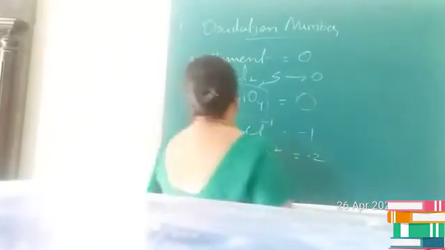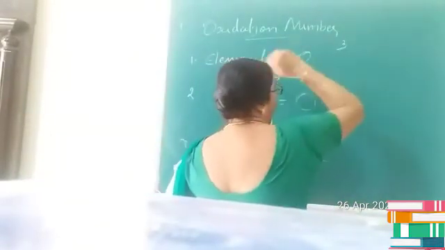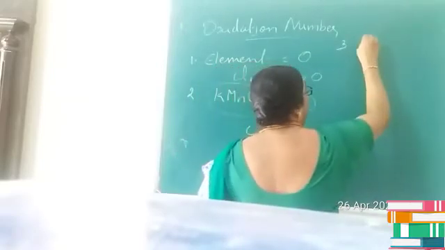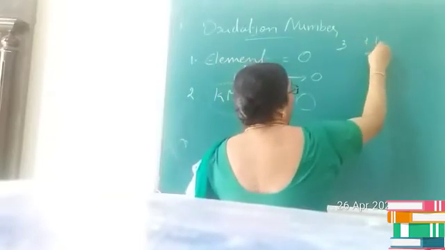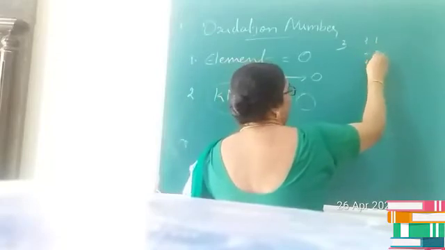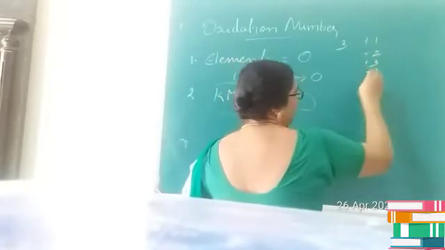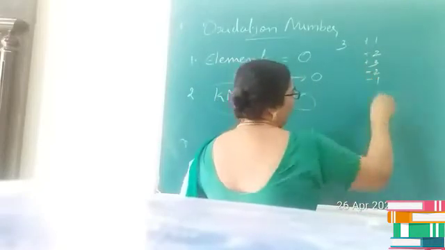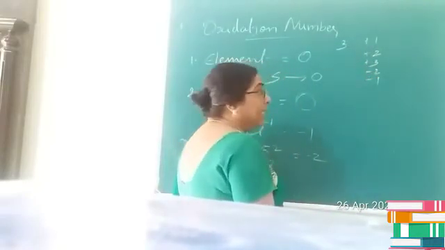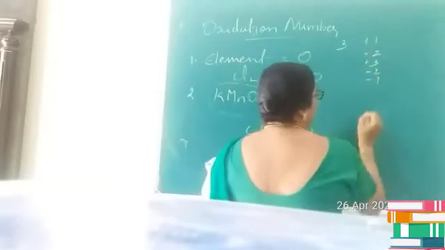Is it clear, children? Then we can say that the oxidation number of first group elements will be +1, second group elements will be +2, third group elements will be +3, and if you consider 16th group elements, we can consider it as -2, 17th group elements -1. Is it clear, children? And here certain exceptions are there.